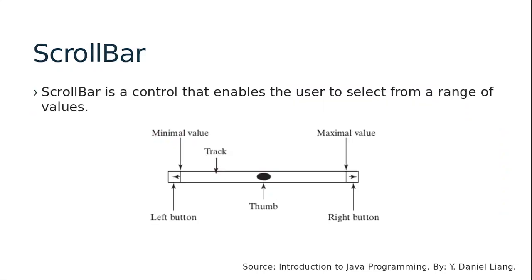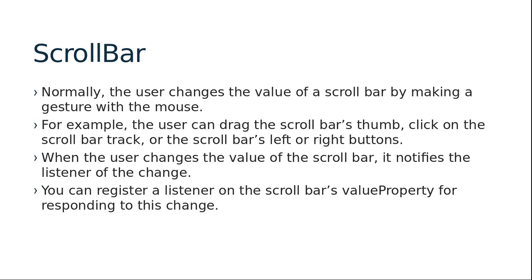Next thing that we want to see is the scroll bar. We have seen the scroll pane, and that is the item which is used the majority of the times. But sometimes if you want to have your own scroll bar, then you can create it using the ScrollBar class. So you already know the scroll bar, right? You have two arrows, then there is a track and a thumb in between, and by clicking these two buttons, clicking on the track, or dragging the thumb, you can change the value of the scroll bar.